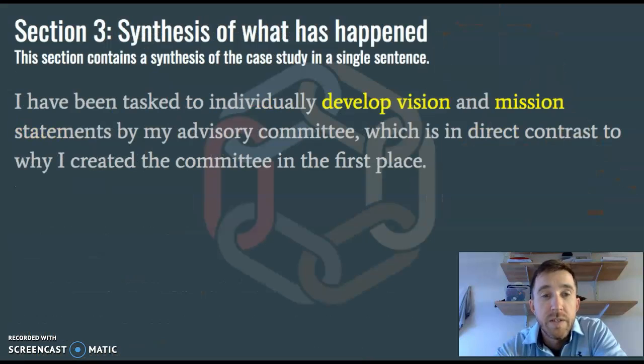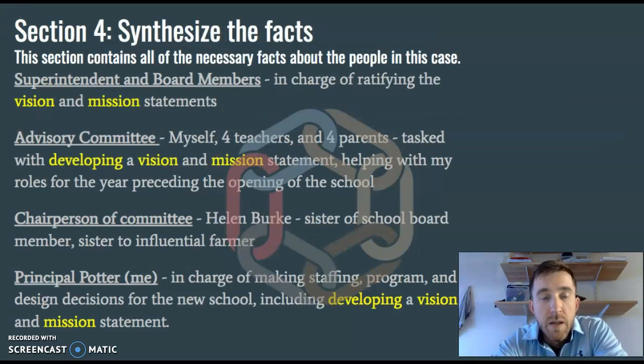The third section is my synthesis of what has happened in one sentence. I have been tasked to individually develop vision and mission statements by my advisory committee, which is in direct contrast to why I created the committee in the first place.